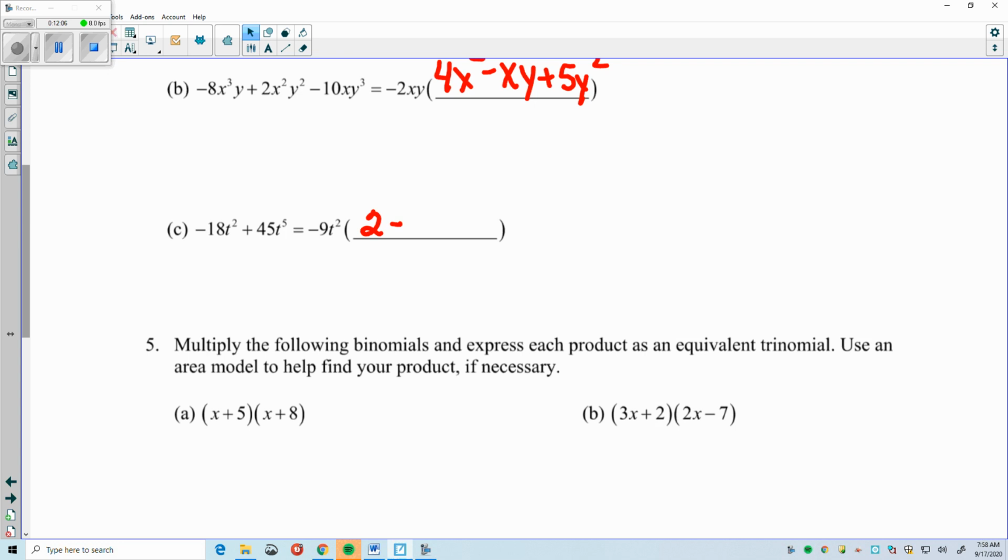And again, watch your signs. That's going to be the biggest difference here. Okay, and if you need any help with those, let me know.